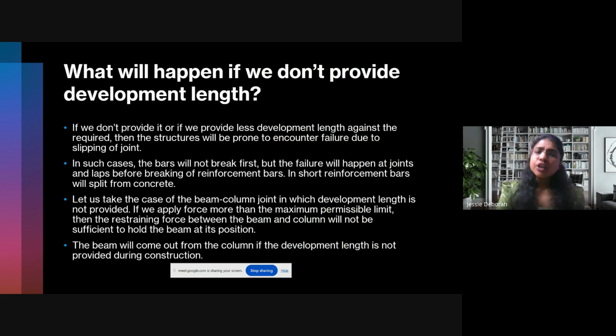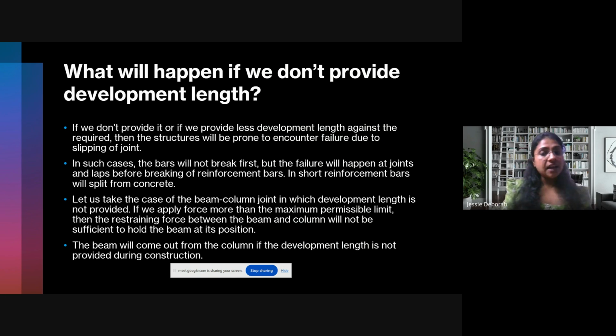Okay, if we don't provide development length, the structure will be prone to failure due to slipping of the joint. In such cases, the bar will not break first; the failure will happen at the joint and the lap. The rod won't break, but because of insufficient reinforcement embedment, the rebar will get pulled out of the concrete. Now let us take the case of a beam column joint.